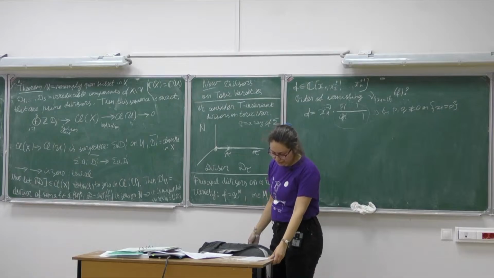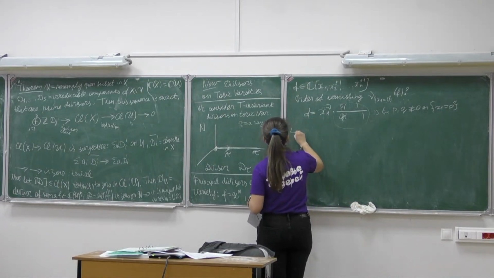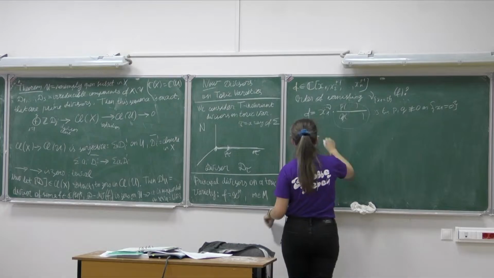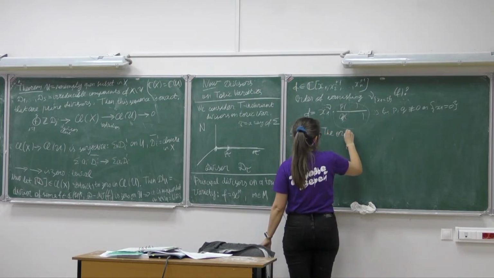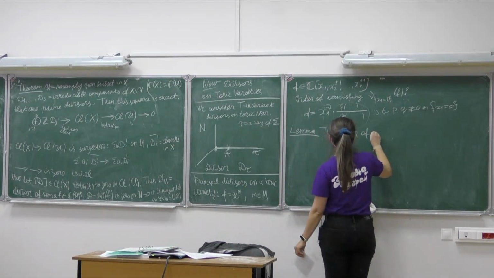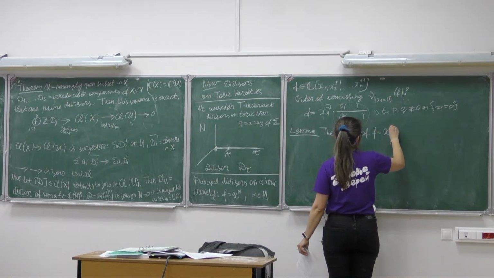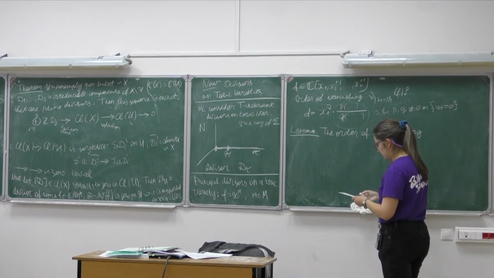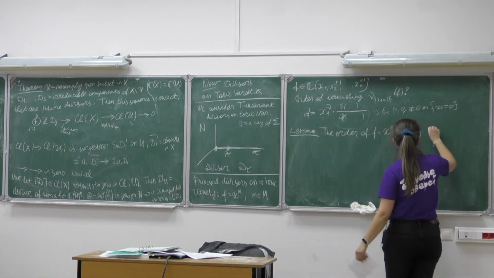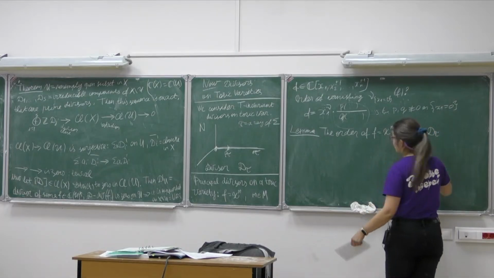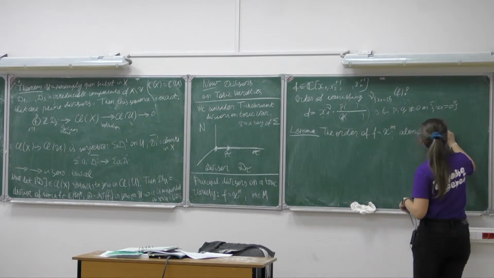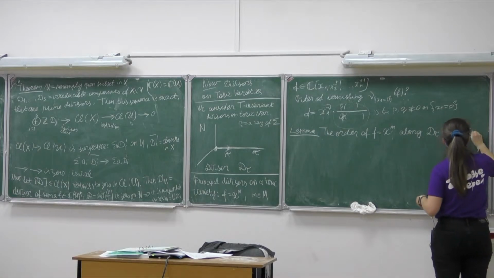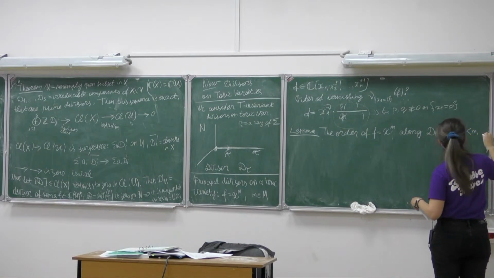Okay. And our lemma is that if we take the character chi m, the order of f, which is chi m, along our divisor D tau, is equal to the pairing of m with rho tau.